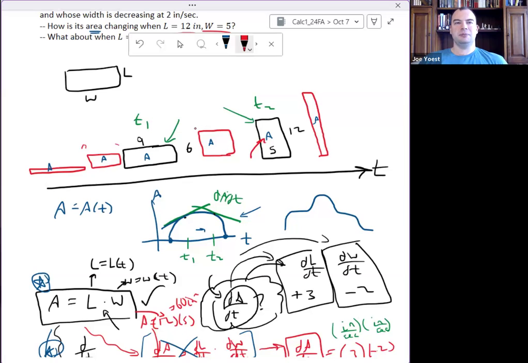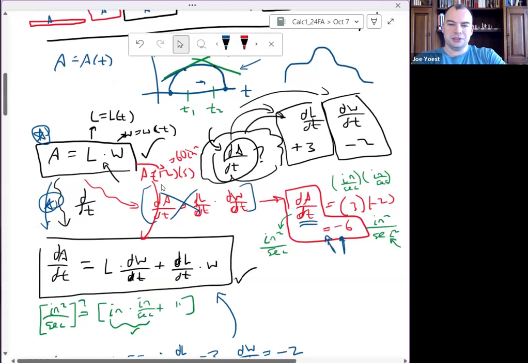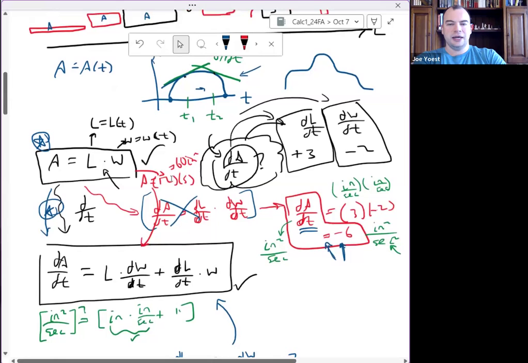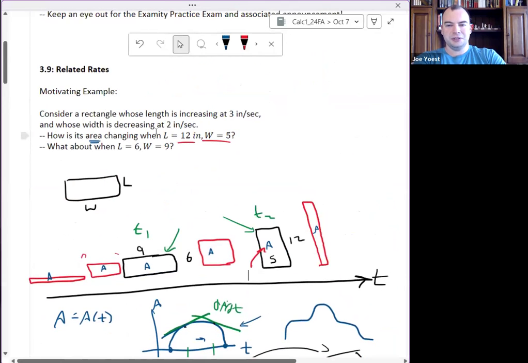I've removed all of the ability to vary the input variable, because I took this one snapshot, this one frame, I sliced it out of the film, and I'm just looking at it. How is the area changing? Well, looking at that one frame, I can't tell. So we want to resist the temptation to plug in our numerical values too early.